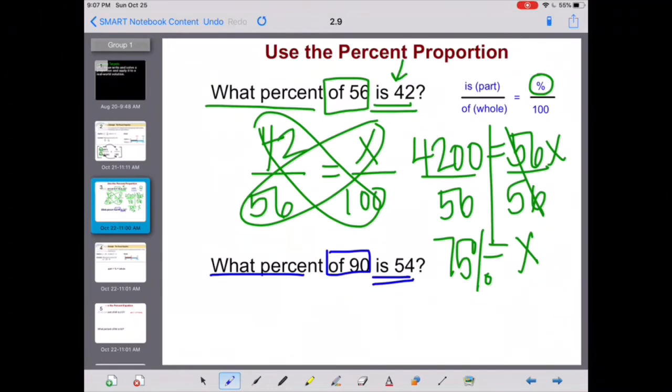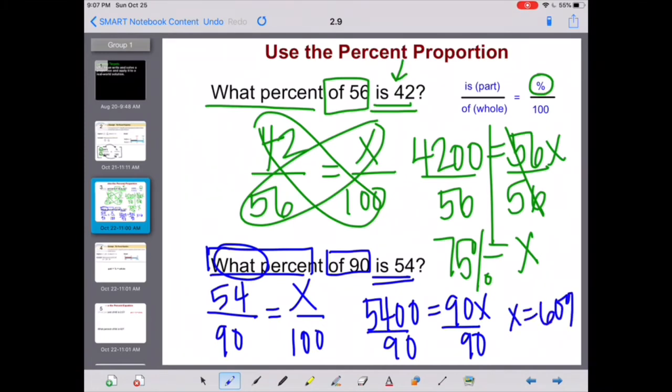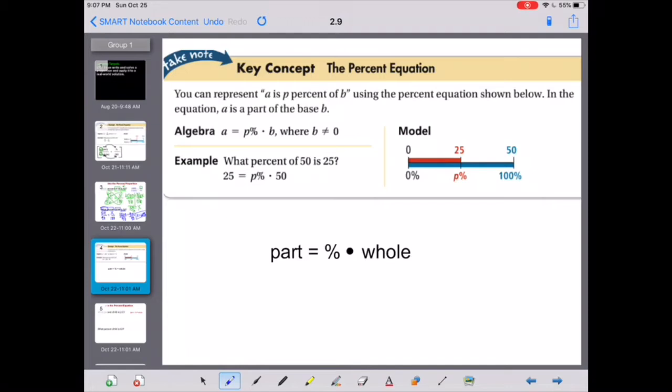Okay. Next question asks us what percent of 90 is 54. So they're telling us that 90 is the whole amount, 54 is our part, and we always know 100 goes on the bottom, and then because they don't tell us the percent, this word what tells me that's where my variable goes. Okay, now when I do cross multiplication, I get 54 times 100 and 90 times x. And when I divide by 90, I find out that 54 is actually 60% of 90.